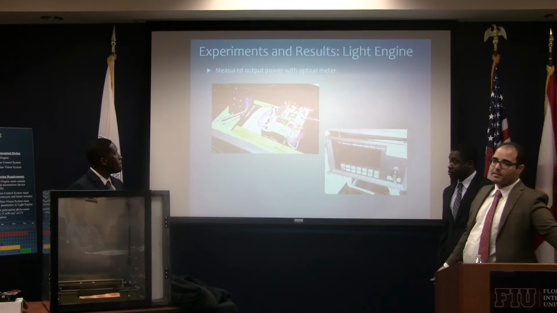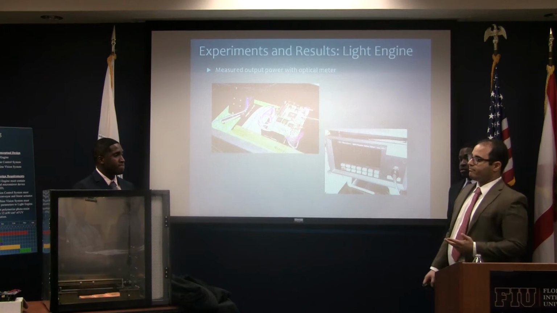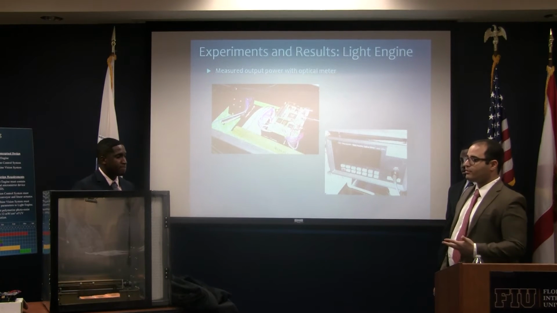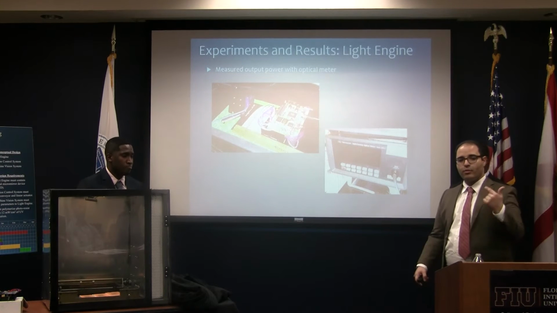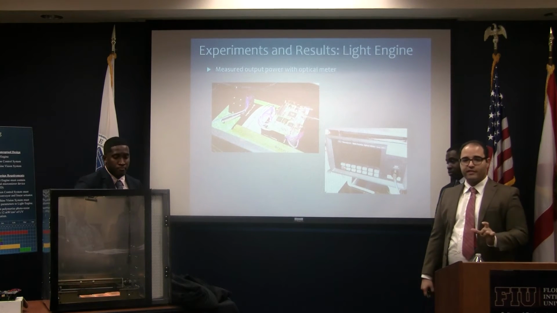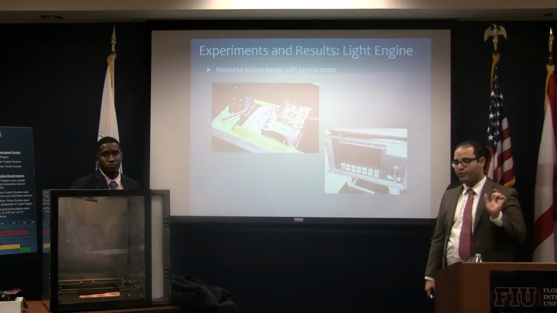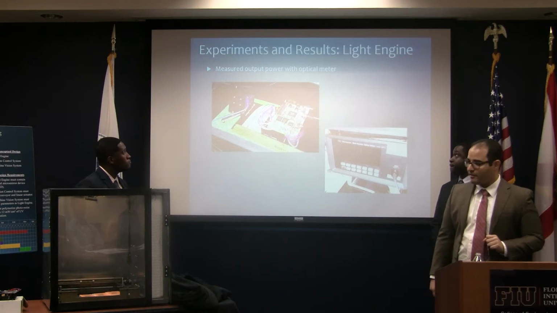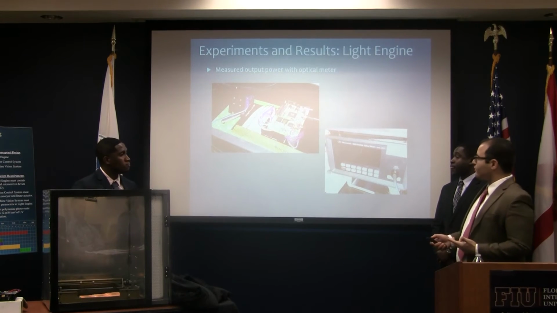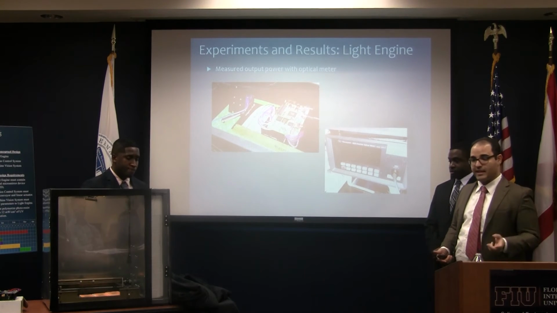All right, so now I'm going to talk about the experiments and results. The very first test that we did was we wanted to determine the output power from the light engine with the UV LED. The photoresistive material requires radiation of UV at 380 nanometers at 12 milliwatts per centimeter squared. So it was important for us to determine what the actual output is after we installed the LED.